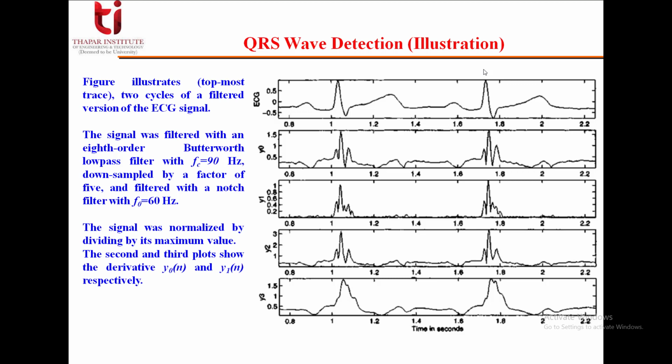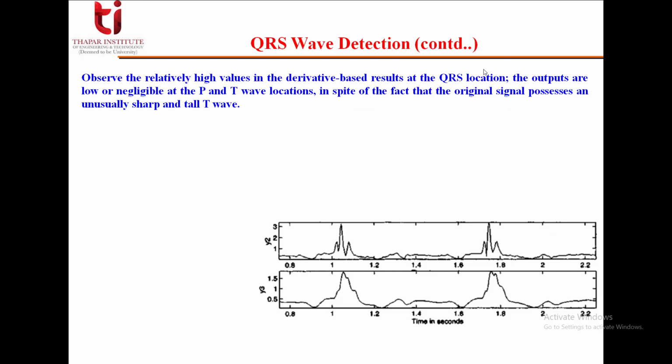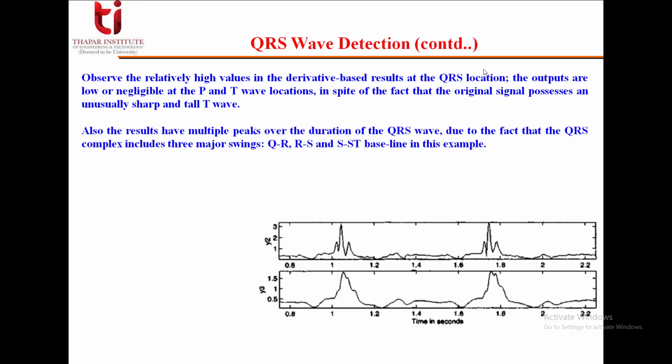The second and third plots represent the first order derivative and the second order derivative respectively. And y2(n), the fourth plot, represents the weighted combination of y0 and y1. We can observe relatively high values in the derivative based results at the QRS location. The outputs are low or negligible at the P and T wave locations, in spite of the fact that the original signal possesses an unusually sharp and tall T wave.